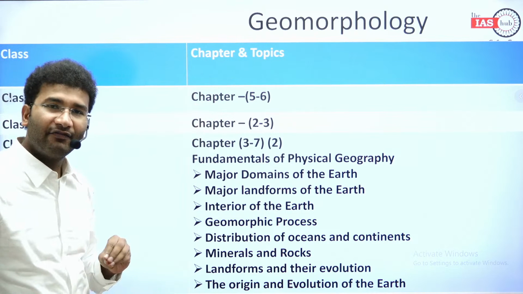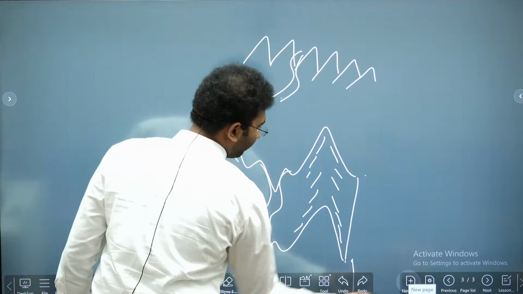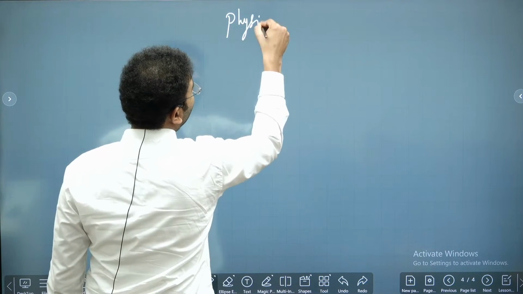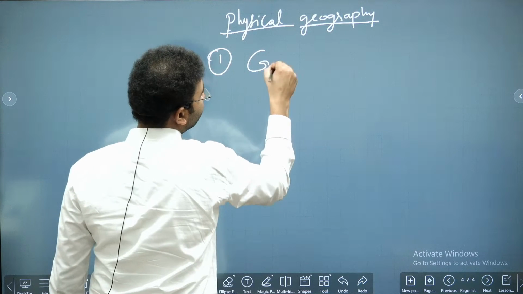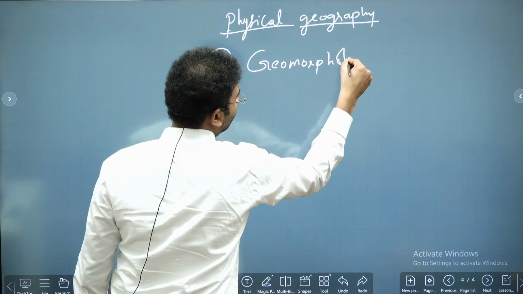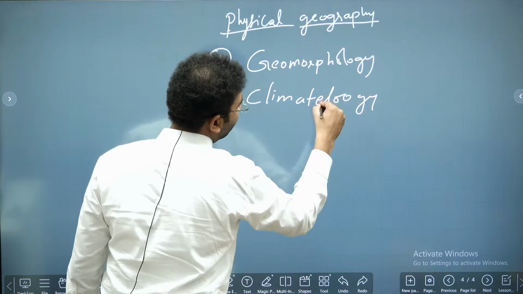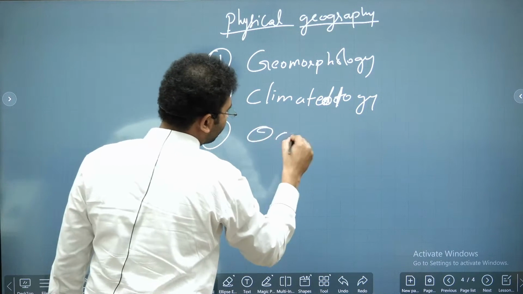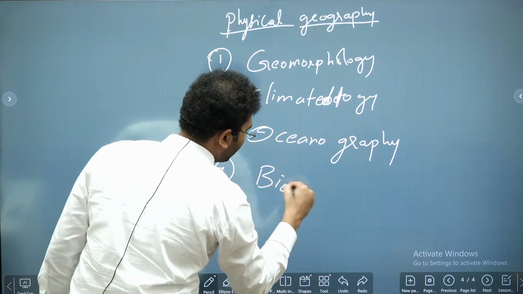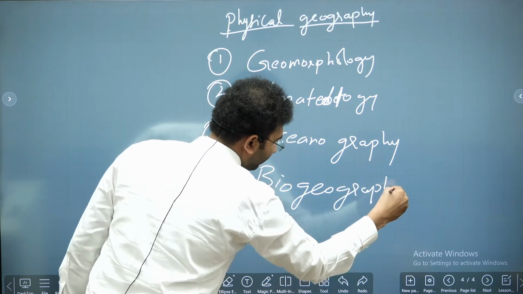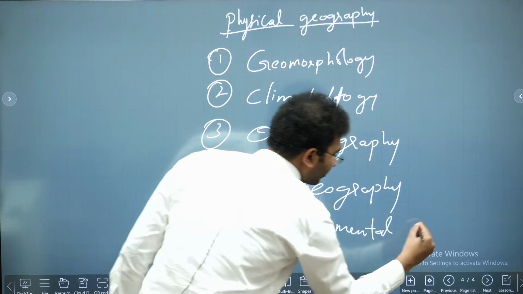Now you need to have the other next component of physical geography. So we have learned about physical geography, right? So I told you your physical geography includes first one, it is geomorphology, and second one, it is climatology. Third one, it is oceanography, and fourthly, it is biogeography, and fifth one, it is environmental geography.